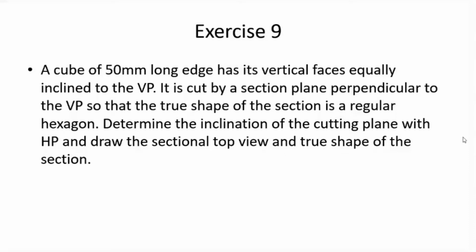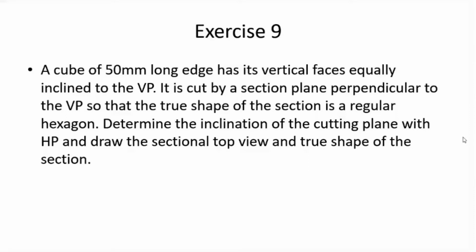Now it is cut by a section plane perpendicular to the VP so that the true shape of the section is a regular hexagon. That is the condition. The true shape of the section should be a regular hexagon. We don't know the dimensions of the regular hexagon. The only thing that we know is the section is a regular hexagon. Now how do we determine where we have to cut in order to get a regular hexagon? Determine the inclination of the cutting plane with HP and draw the sectional top view and true shape of the section.